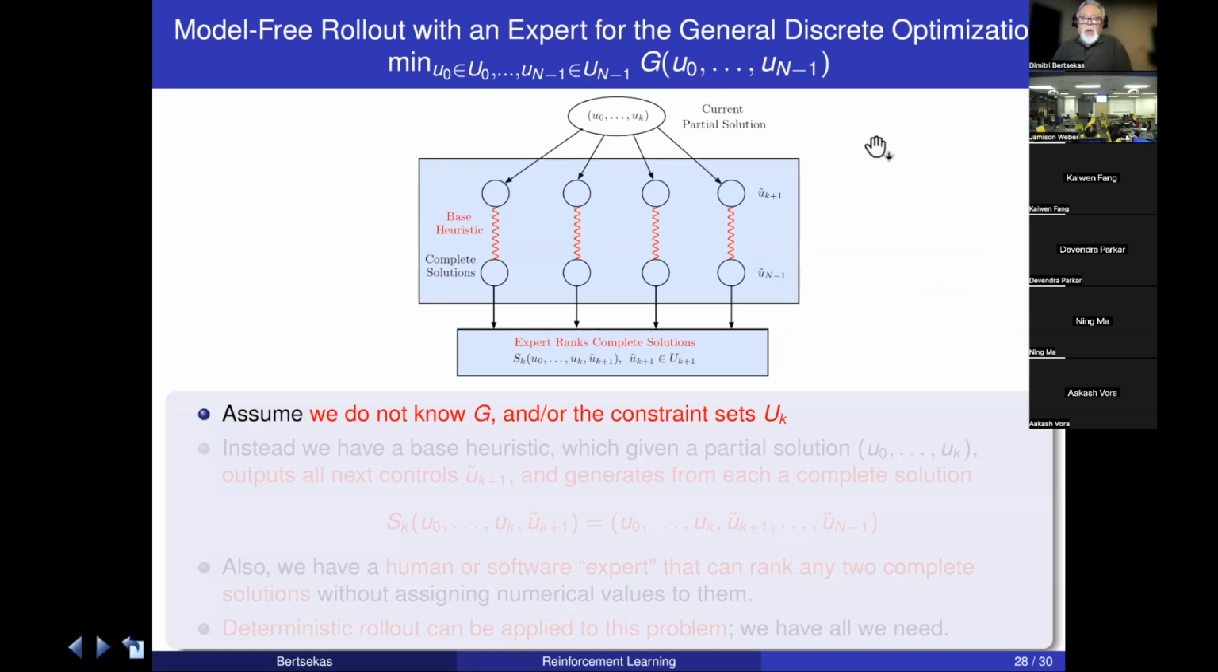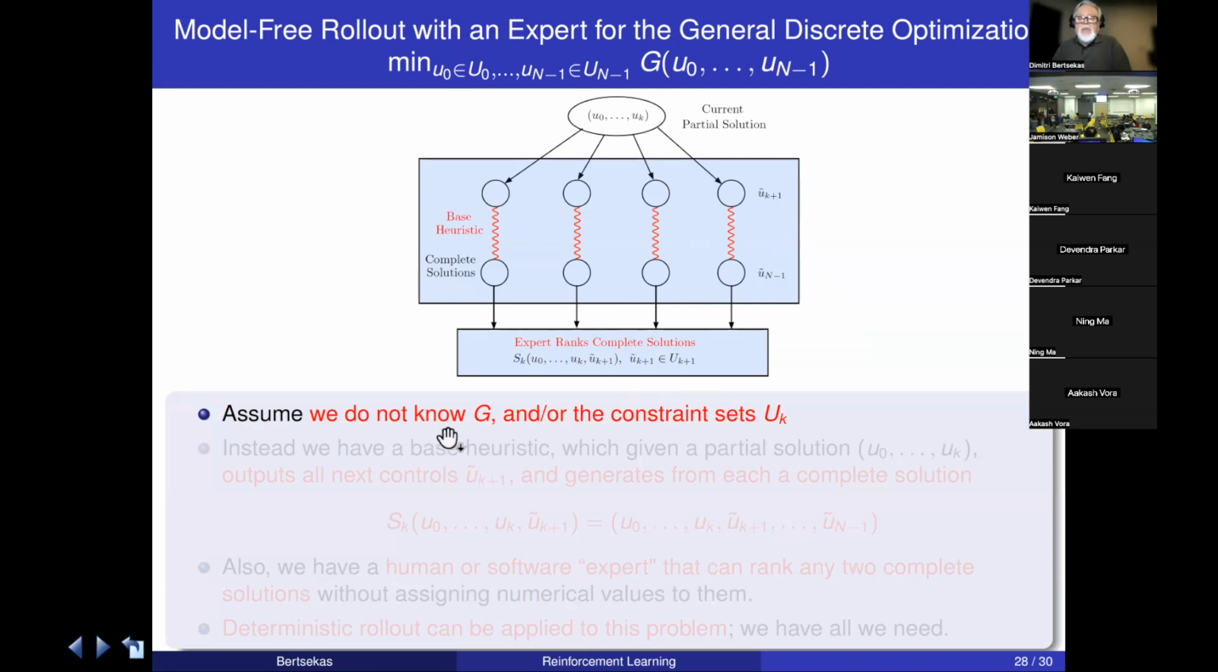So now let's look at this context. And the way rollout would work here is at the current partial solution, it looks at all the possible components that come next, that we call the k plus 1. And then runs a heuristic, right? A base heuristic through to the end, completes a solution, and then compares the costs associated with these complete solutions and picks the next component to be the one that has the minimum cost. We assume here there is a cost only at the very last stage.